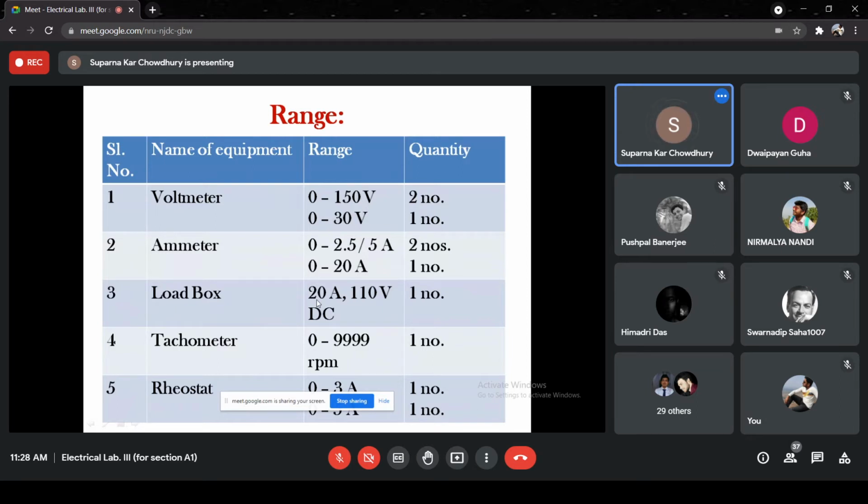Then we have the load box. This is required again for resistance measurement. Then we have the tachometer, and we have the rheostat in the field circuit of the motor and the generator.